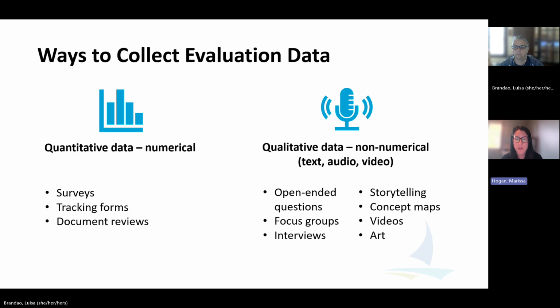And a lot of times when you think about qualitative data, it's adding more information to the numbers. Numbers are great, and a lot of times you'll see funders wanting numbers to be reported to them, but the qualitative data gives us the stories behind the numbers and makes your evaluation and your story that more powerful and impactful. So it's nice to have both when you're wanting to tell your story.